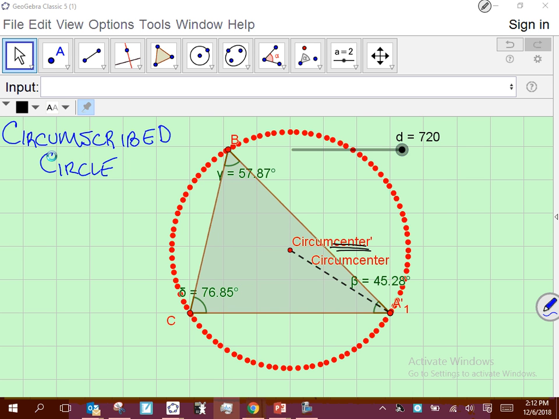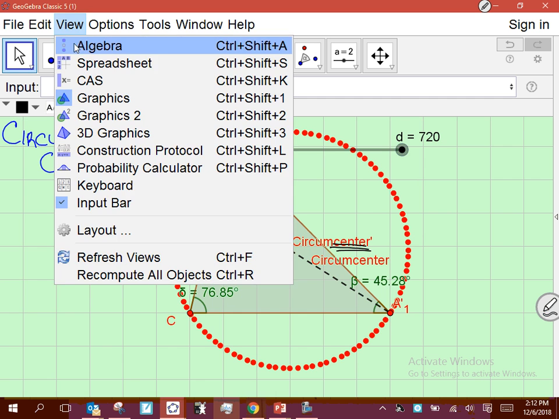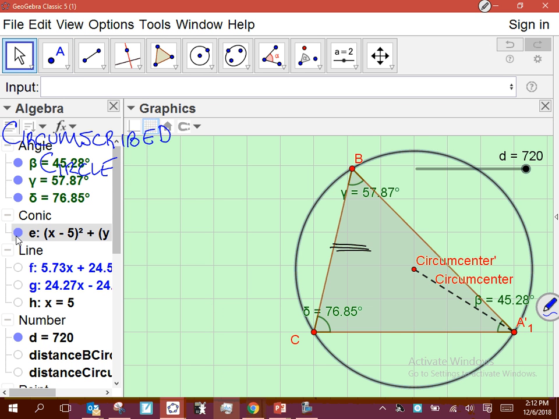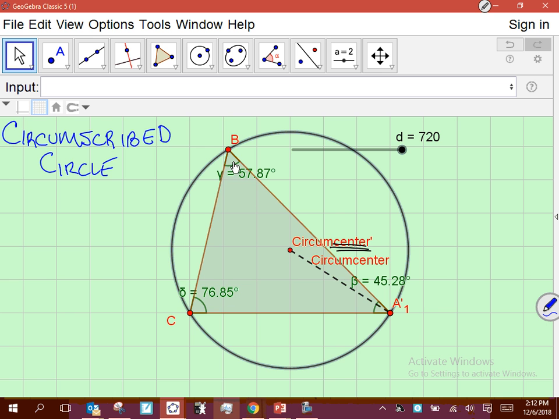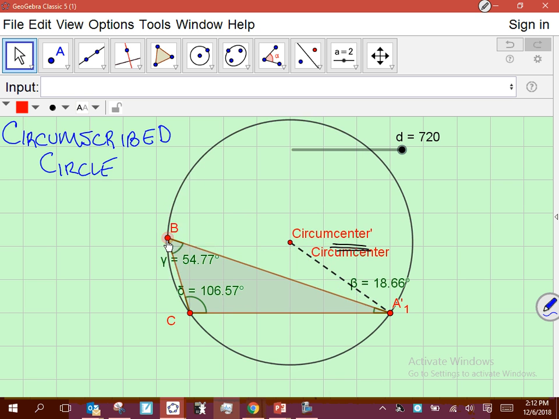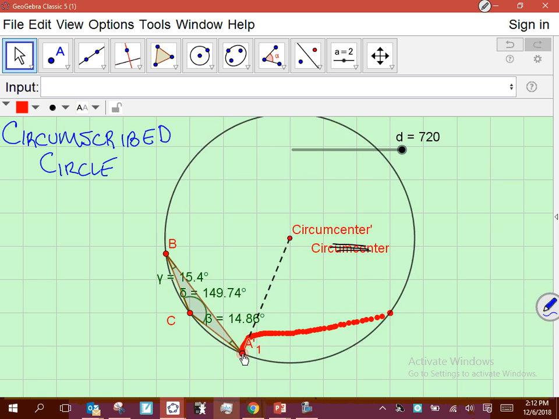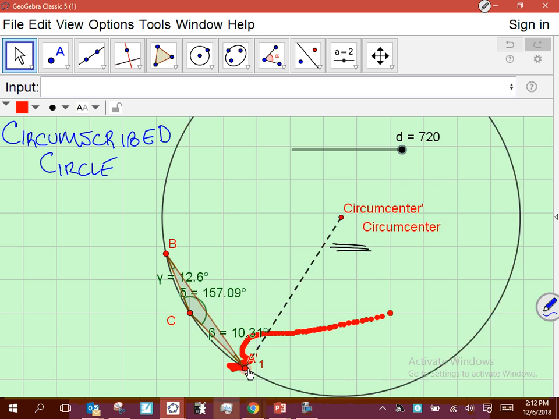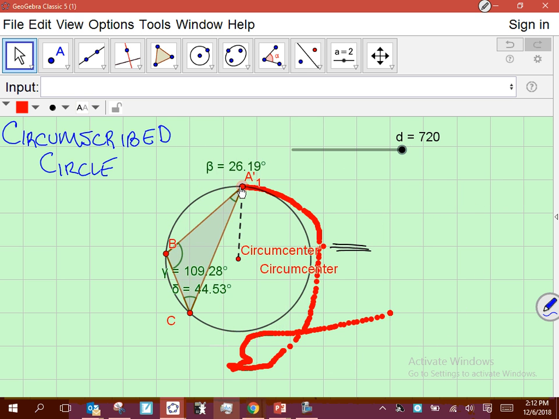So every single triangle has a circle that will go around it and touch all three vertices. Every single triangle has that. If I were to highlight that circle for every triangle, it would look like this. That is my circumscribed circle. Does that make sense? Now, as I move the triangle, is there still a circle that goes through all three vertices? No matter how I make that triangle, there is a circle that goes through them, right? And that circle's center is found at the circumcenter. Does that make sense?